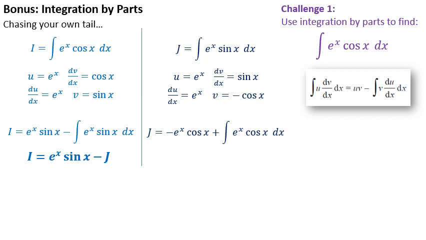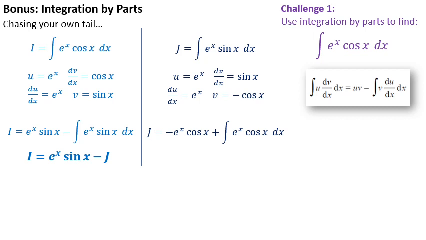Well, you can see what's happened. In order to get the integral of e to the x cos x, we need the integral of e to the x sin x. And in order to get the integral of e to the x sin x, we need the integral of e to the x cos x. So you're chasing a blue form, which you need in order to get the purple form, and you can't get the purple form until someone gives you the blue form. You're stuck in a catch-22 situation.